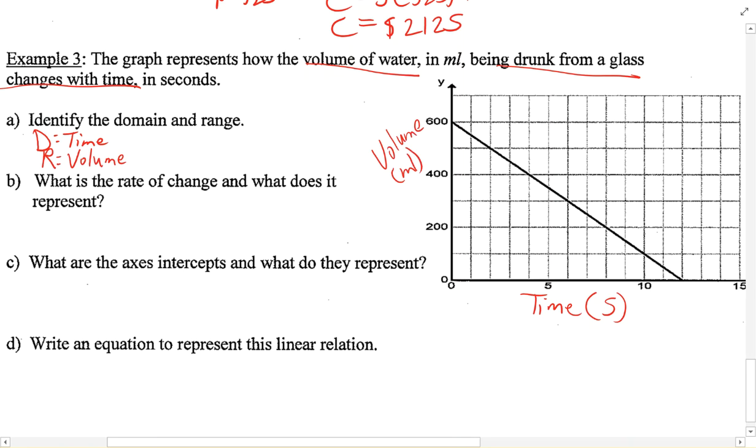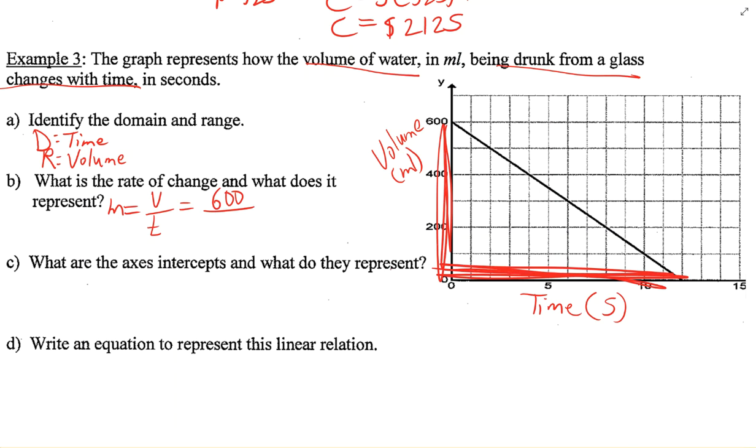What is the rate of change and what does it represent? So here, it would be volume over time. The maximum volume is 600. So now we're going to make our triangle. These graphs are nice because your triangle is kind of done for you, isn't it? Volume is 600 and time is 12 seconds. And so 600 divided by 12, oh, it is negative 600. Okay. And it's negative 50 milliliters per second.